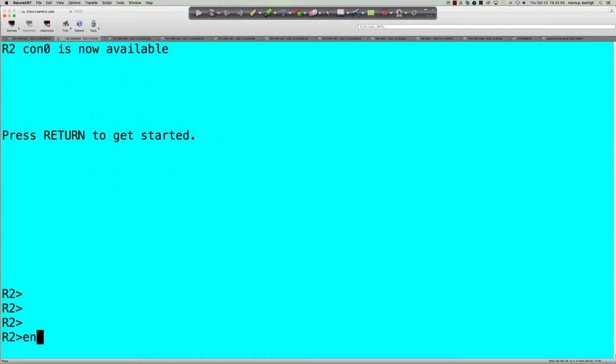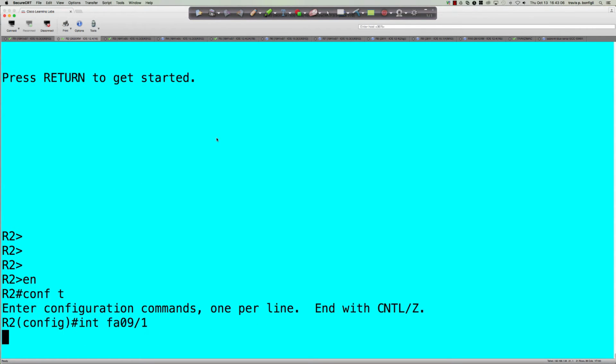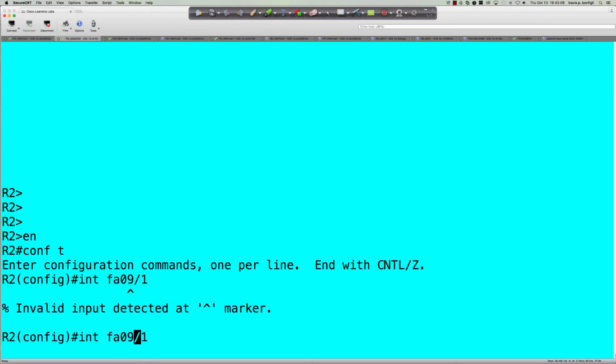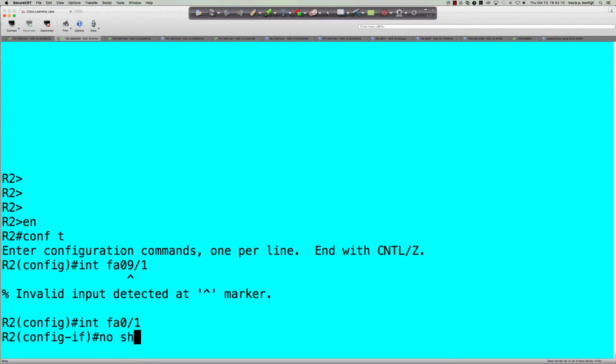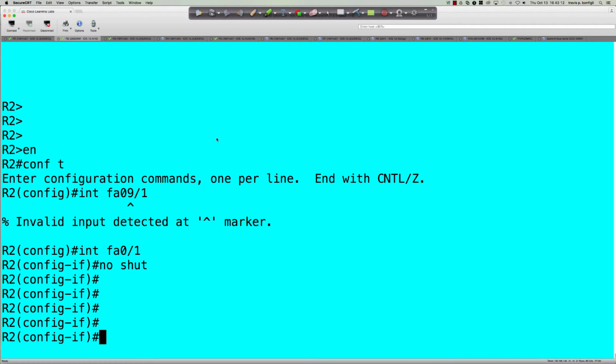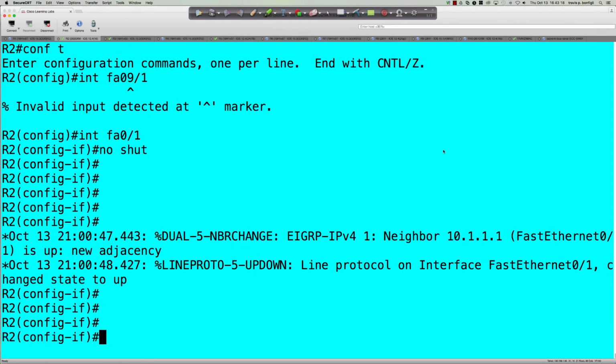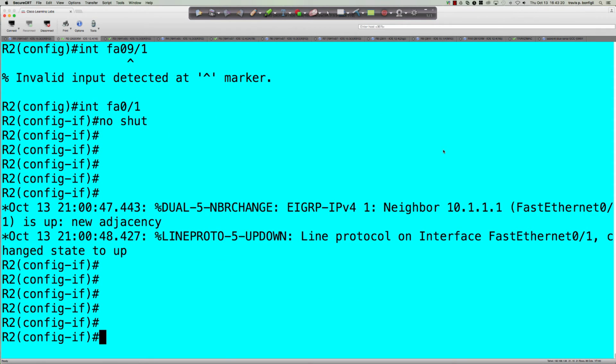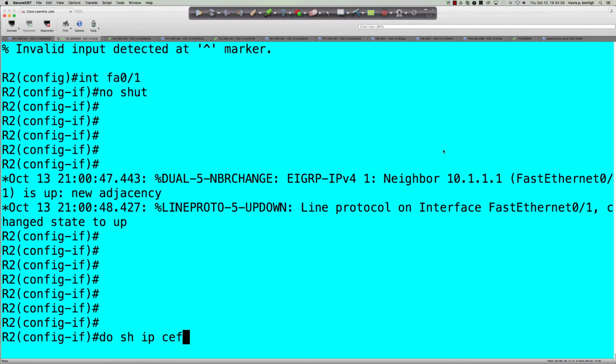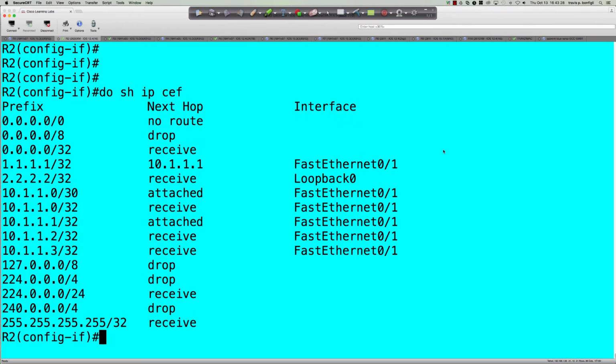So I'm going to bring up the interface here, Fa0/1, whoops, FastEthernet 0/1, and we're going to say no shut, and this is going to bring my EIGRP adjacency up along with the interface. And there it goes. Okay, great. And it's funny, the messages came out to where the neighbor adjacency was up before the line protocol came up. So if I say do show ip cef, there is my FIB. And take a look at what's in the FIB.